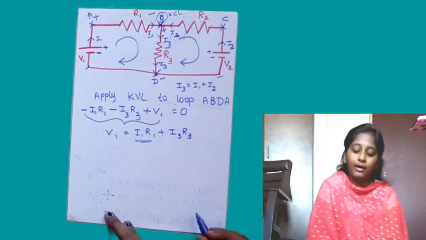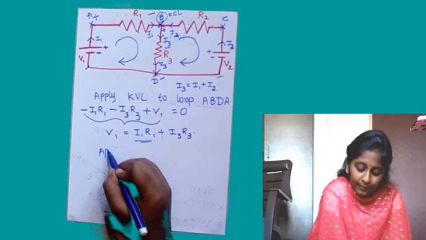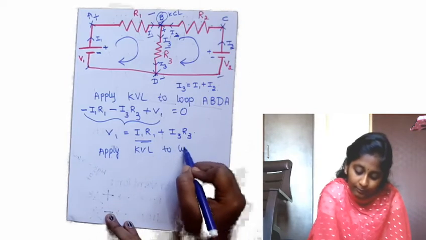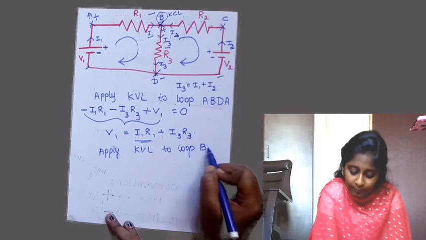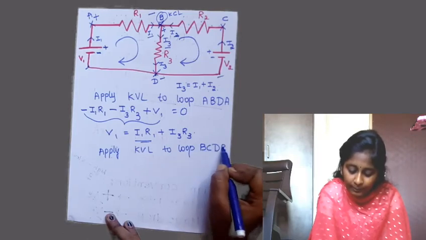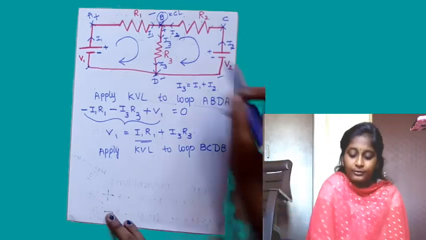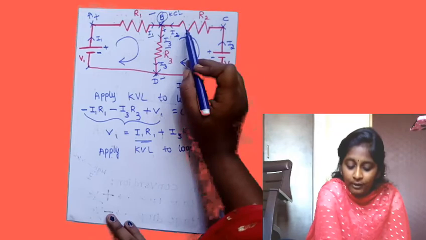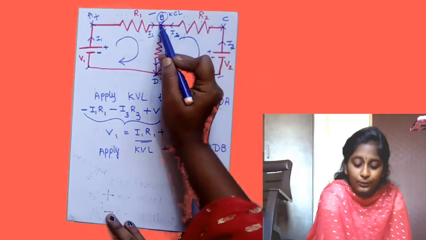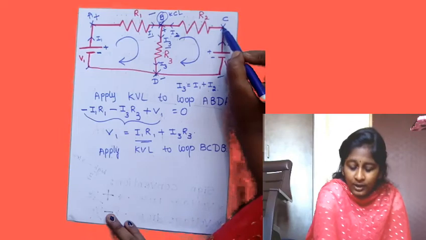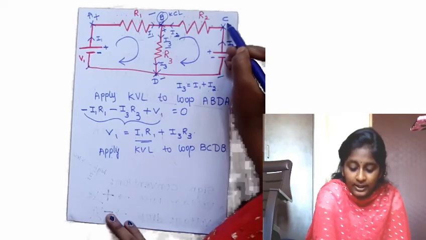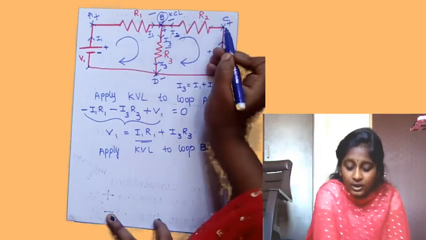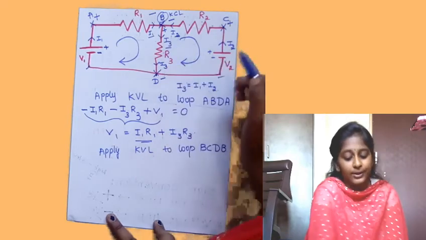In the same way, we are going to apply KVL to the loop B, C, D and B. Here first I am going to come across R2, and the current I2 is flowing across R2, that is from node C to node B. And as I told before, C is at the higher potential and B is at lower potential, because the current is passing from higher to lower potential.